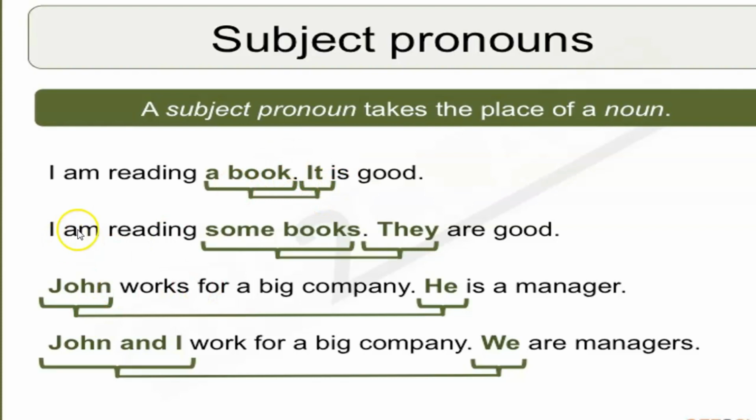Let's look at the second example. I am reading some books. They are good. So here we have the plural form. So we need to use the corresponding pronoun for this noun. In this case, it's they. Let's look at the last sentence. John and I work for a big company. This is a compound subject. It's plural. So in this case, the corresponding form is going to be we. The pronoun we.